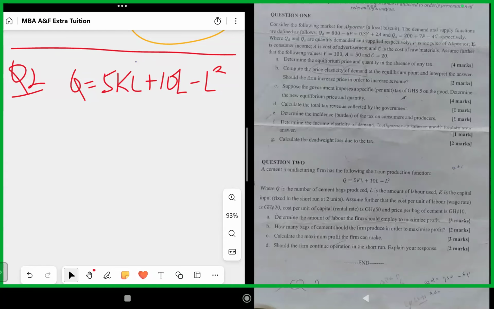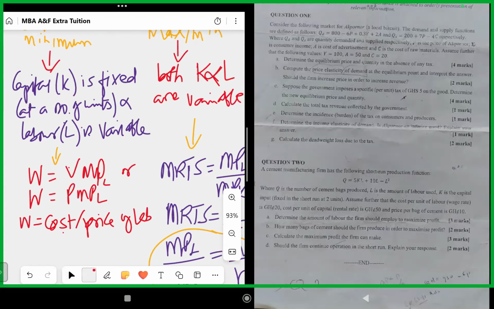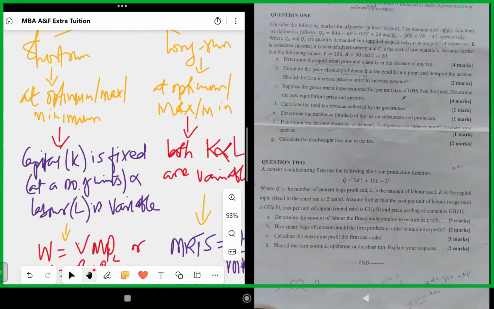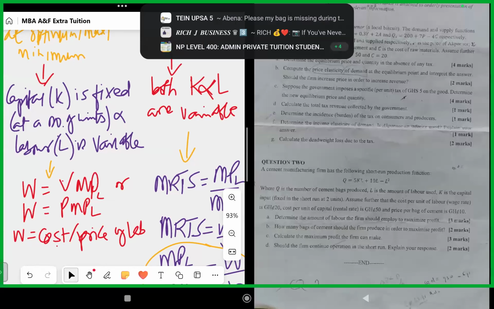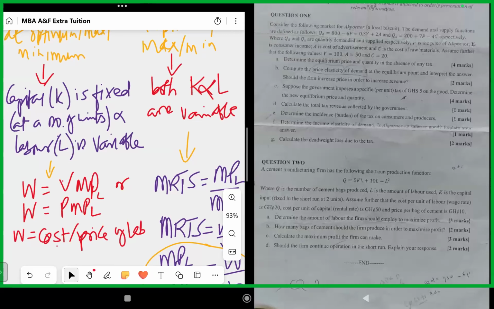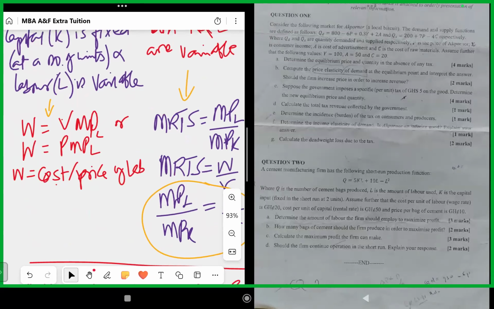So since we've noticed that it's short run, all that it means is that every piece of information I'm going to deal with will fall under the short run. At the maximum, capital K is fixed at the number of units, which we've gotten to know from this question, that is 2, and labor is variable. Because labor is variable, that's why we're going to solve for it. So we know we're going to go with the maximum formula for the short run, which is W equals VMPL or W equals P times MPL. That's what we're going to use for question 2 because it's a short run question.